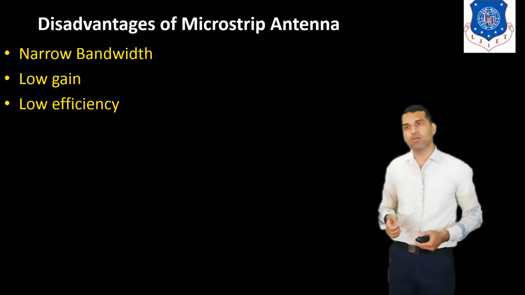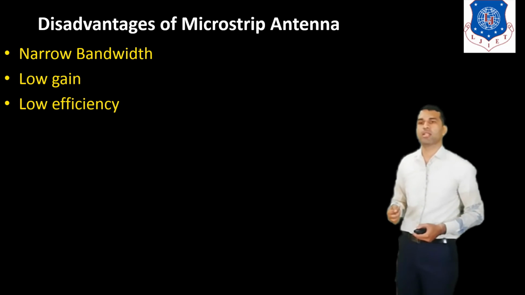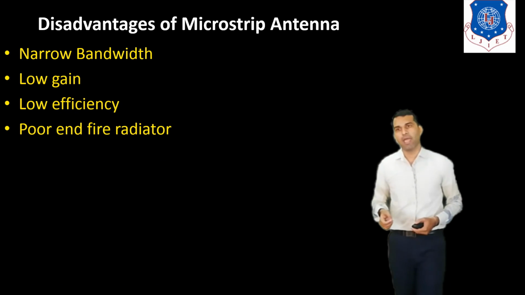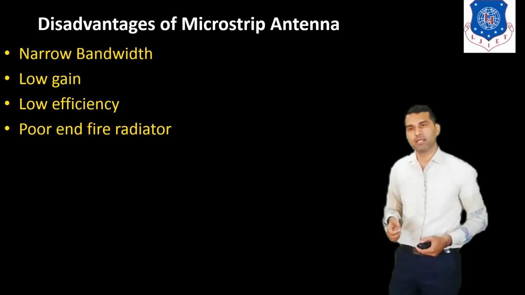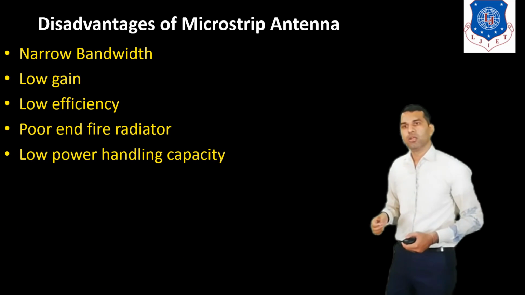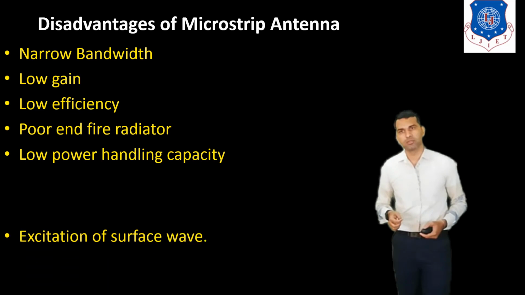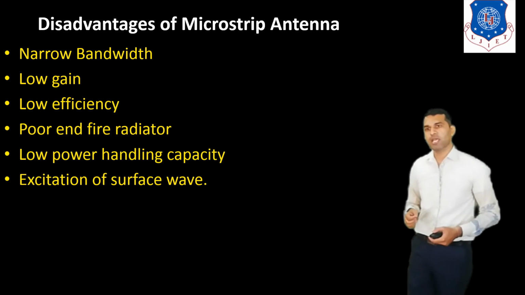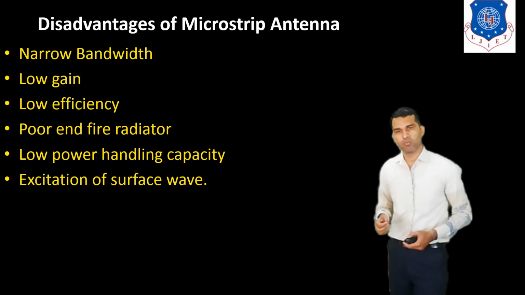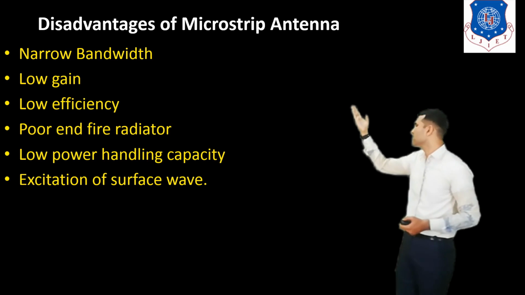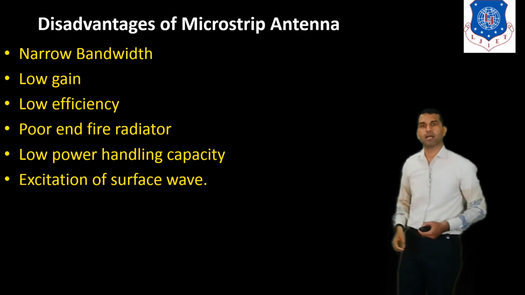The next disadvantage is that the efficiency is also very low. And the next is the poor end fire radiation. The next disadvantage is low power handling capacity. Then the next is excitation of surface waves. So these are the disadvantages of this antenna.